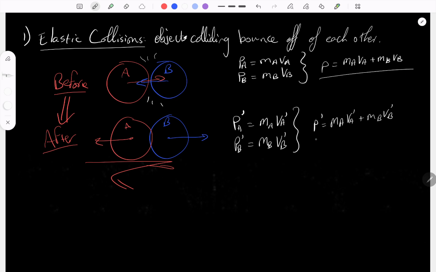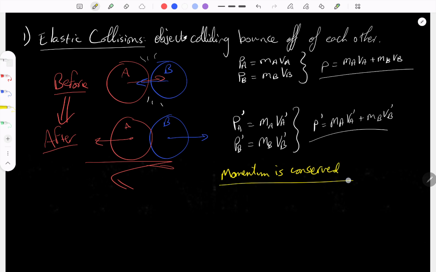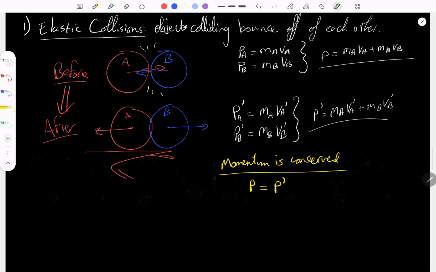So now that we have the momentum before and the momentum after, we know the very, very important fact, and that is momentum is conserved. What this means is that P is equal to P prime. The momentum before the collision is equal to the momentum after the collision. So now we can expand these, right? We can say that momentum is this, and we plug it in here, and the momentum after the collision is this, and we plug it over here.